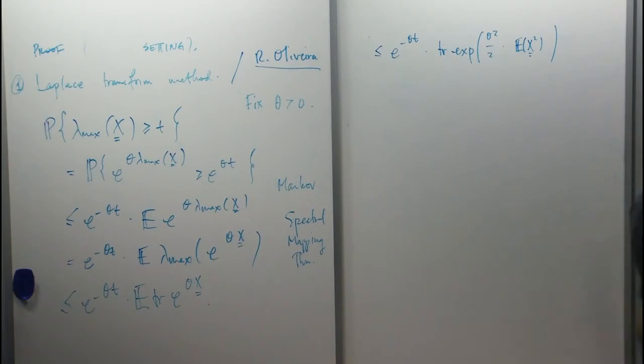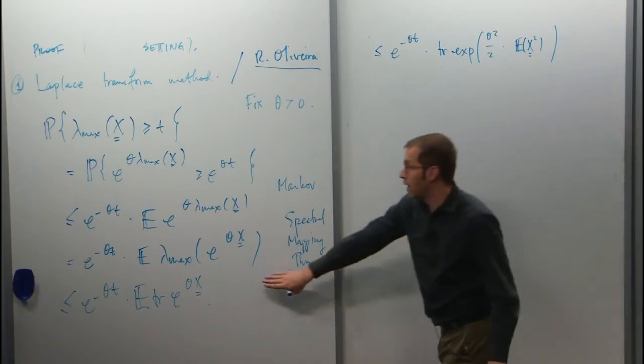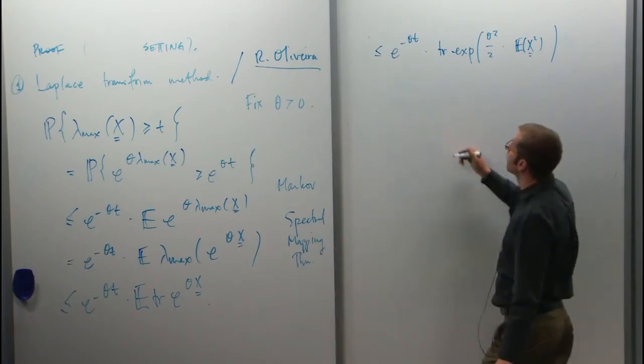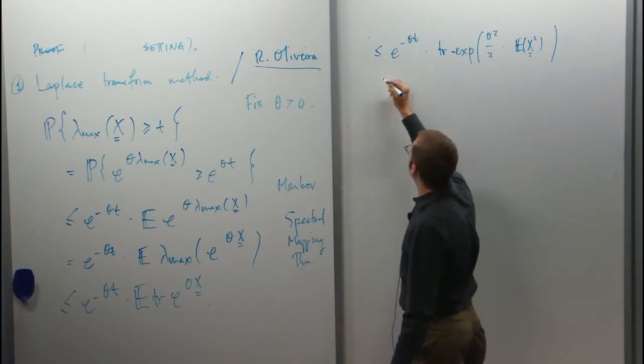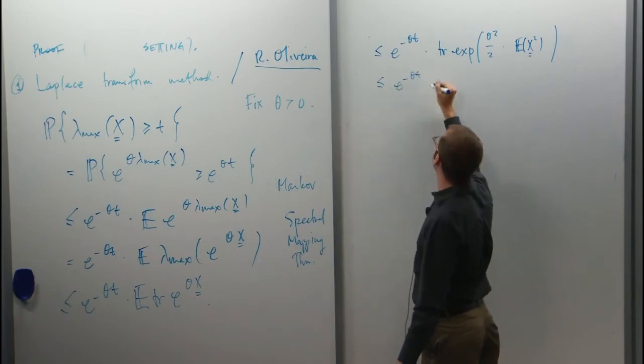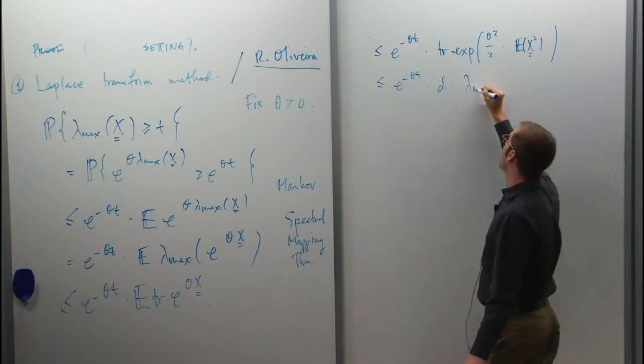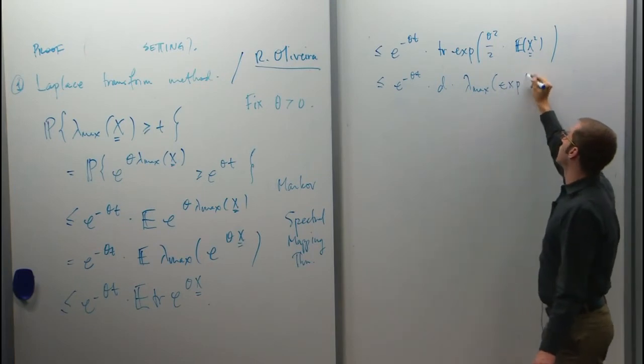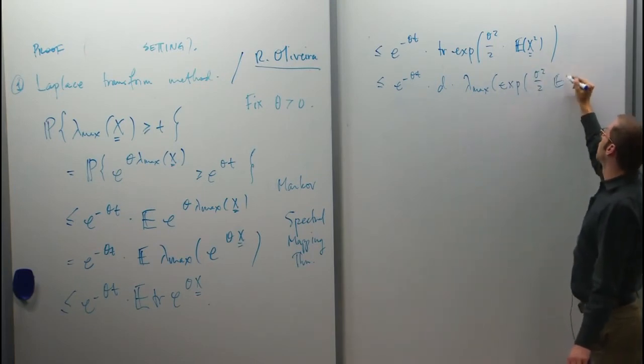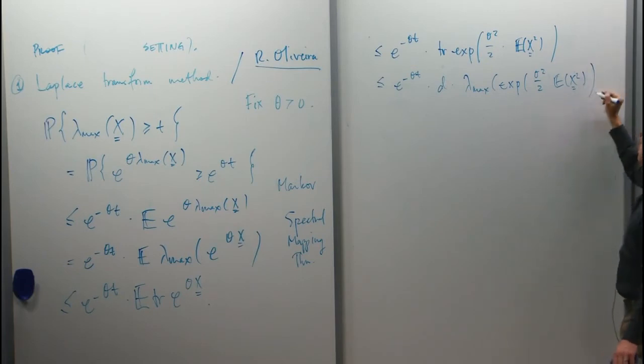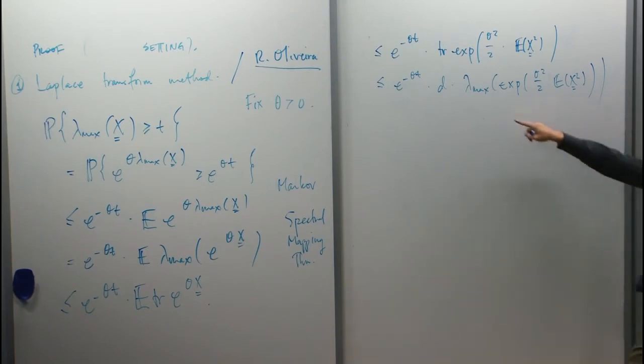Yeah, I'm continuing this calculation, not that one. Okay, so we've just taken this estimate here, and we've introduced it into the last line of the Laplace transform result. Okay, so now we're finishing up. So this is dominated by e to the minus theta t times d times lambda max of the exponential of theta squared over 2. All right, now we're going to apply the spectral mapping theorem in reverse. So we're going to pull the maximum eigenvalue inside the exponential, inside the theta squared over 2, until it lands on this.